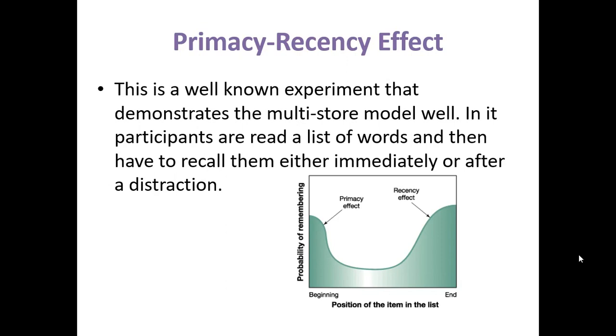The primacy recency effect is an effect demonstrated by an experiment that supports the multi-store model. So the primacy recency effect can be used as research support for the multi-store model. If people have read a list of words, they tend to remember the stuff at the start and the stuff at the end of the list better, and they tend to forget the stuff in the middle. It suggests that the primacy effect is that information has been moved into long-term memory from which it can be retrieved, and the recency effect is that information is still in short-term memory and it's retrieved from there. So primacy recency is an example of research to support the multi-store model.